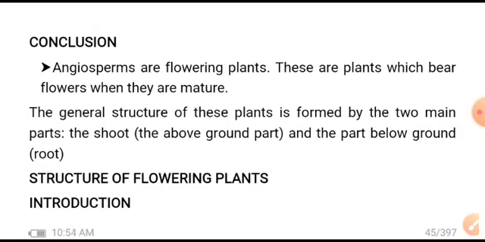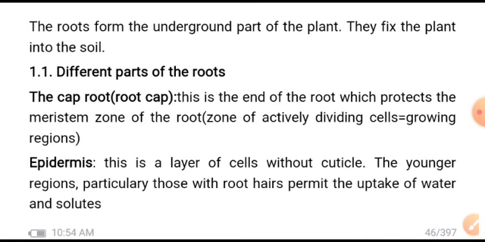So, structure of flowering plants. Let us see this introduction. The roots form the underground part of the plant. So they fix the plant into the soil. Yes, roots are responsible for fixing the plant into the soil, to penetrate down and to be stable.